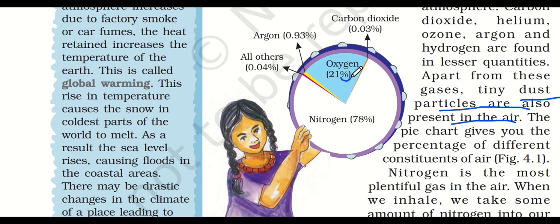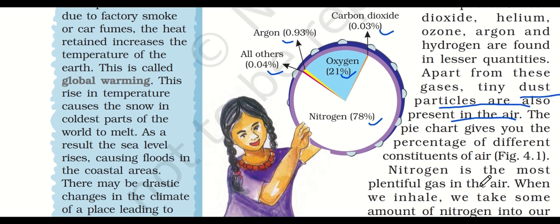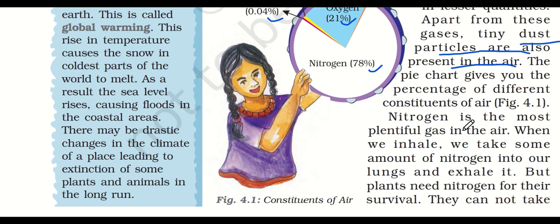Oxygen is 21%, nitrogen is 78%, all other 0.04, argon 0.93, carbon dioxide 0.03. So the pie chart shows nitrogen is the most plentiful gas in the air. When we inhale, we take some amount of nitrogen into our lungs and exhale it.